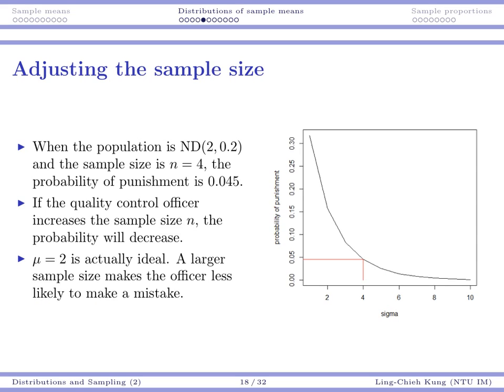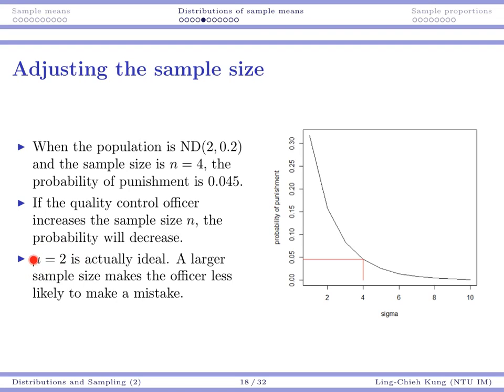Very similarly, we know that given these facts, the punishment rate is 4.5%. The quality control officer may also try to increase the sample size n, and as always, if we increase the sample size n, then the estimation would be more accurate, right? So that means the punishment rate would decrease. Why does it decrease?